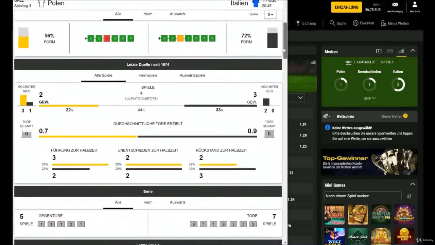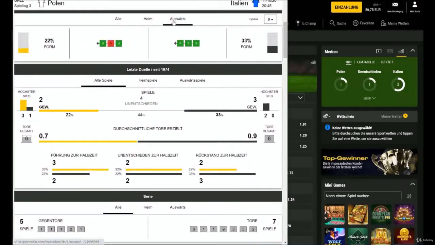Italy is pretty strong on the road. You see, they won the last games on the road. This is the away statistic, this is the home statistic, and this is the head-to-head.